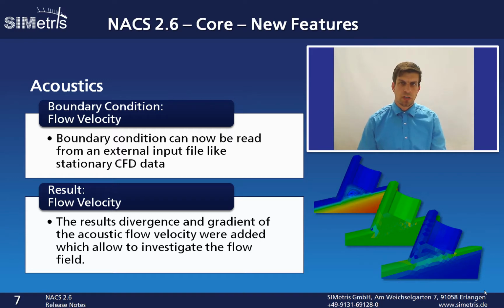Concerning that imported flow velocity, it makes sense to check what can be found in that CFD result, and therefore we have added 2 or 4 new results, and this is the divergence or the gradient of the flow velocity that can be computed as NACS result, and then allows you to investigate the flow velocity that you have imported.